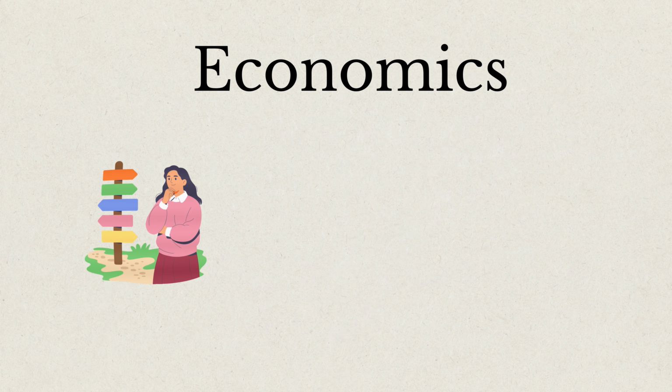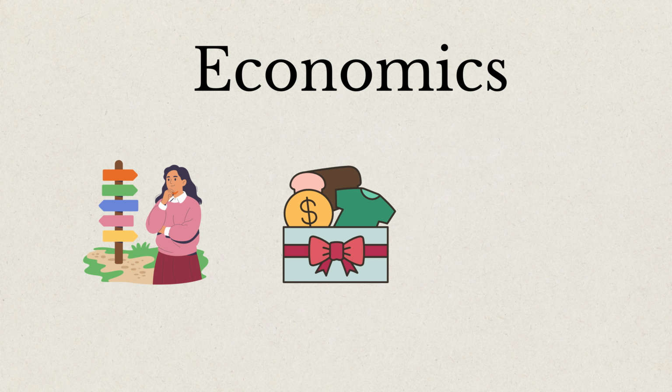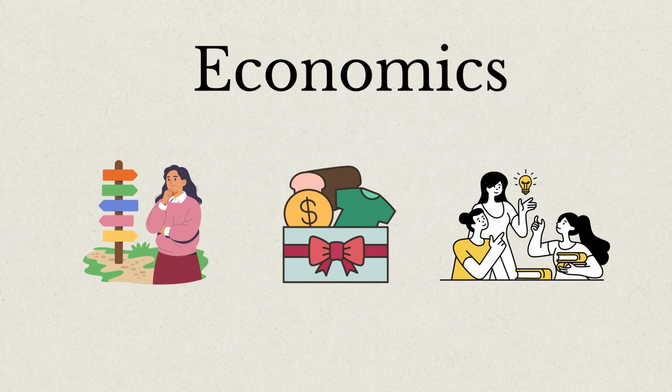So here's the big picture. Economics is about making choices, understanding incentives, and seeing how people and markets interact. These 10 principles are the foundation of everything from food prices to global trade. And once you start seeing the world through this lens, you realize economics is in fact everything.